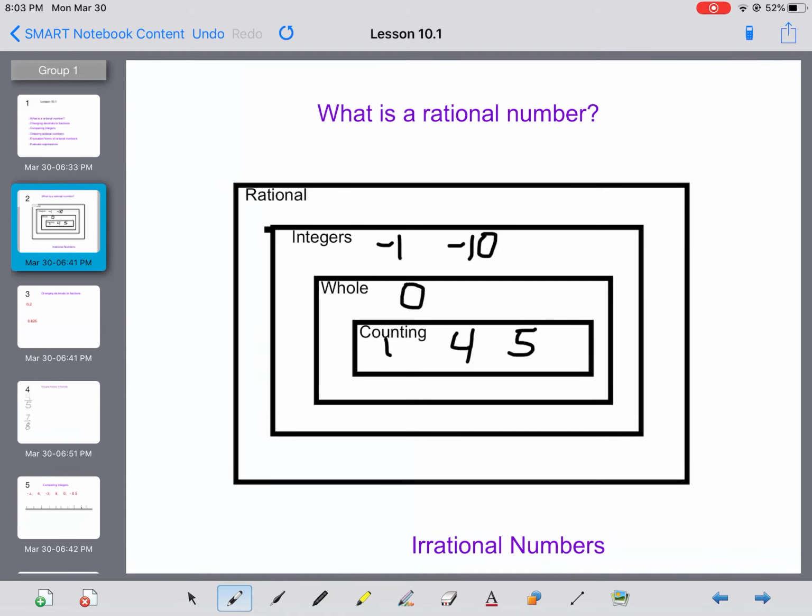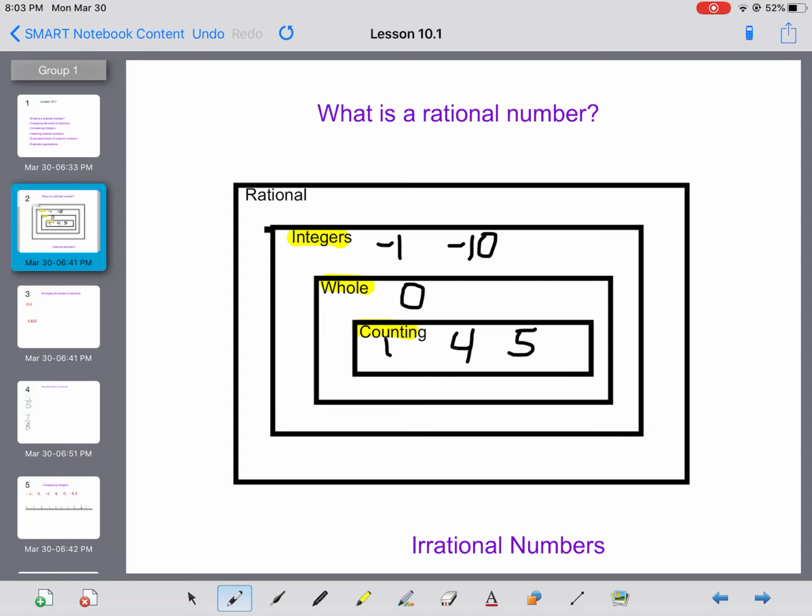Now, basically, just to keep it simple for today, rational numbers are any numbers that can be expressed as a decimal that is either terminating or repeating. It can be a whole number. It includes all of the things. It includes integers, it includes whole numbers, and it includes counting numbers. So pretty much rational numbers are the numbers that we work with in day-to-day math. We don't often think about them as being rational.